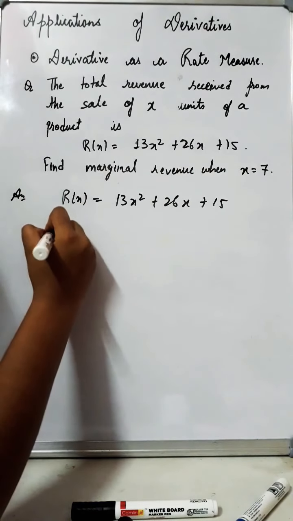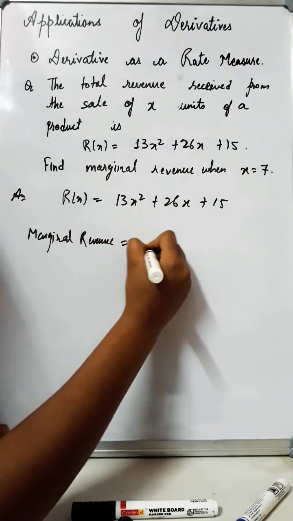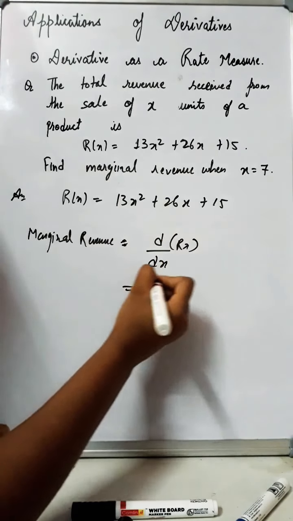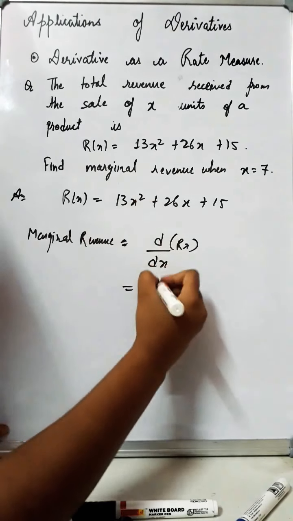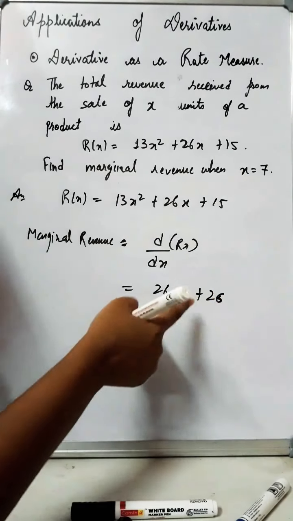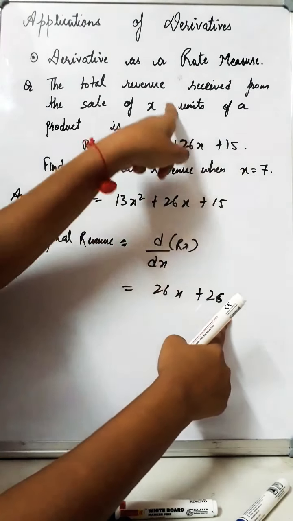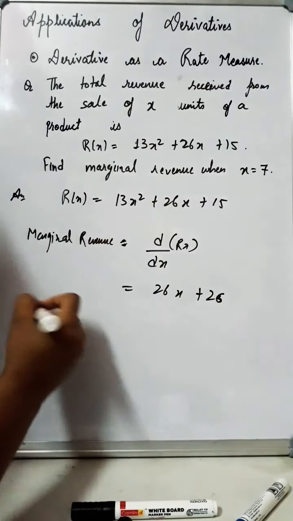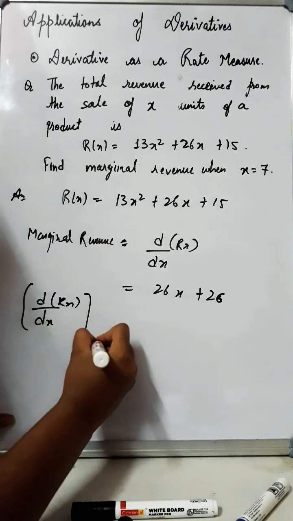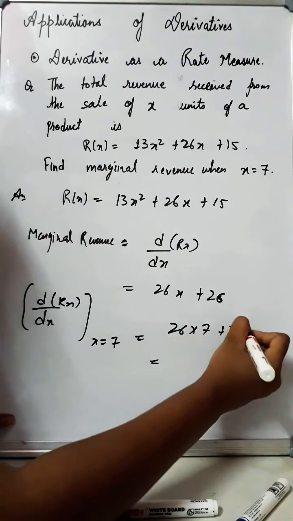Okay, so your marginal revenue is d by dx of Rx. That's it. So this is what? 26x plus 26. Getting? The function of marginal revenue is this. Now you have to find the marginal revenue when the unit is 7, for the 7 units. d by dx of Rx at x is equal to 7 is 26 into 7 plus 26. This is how much?